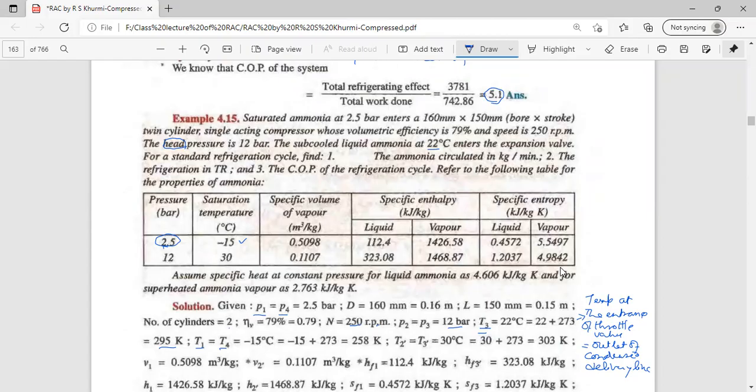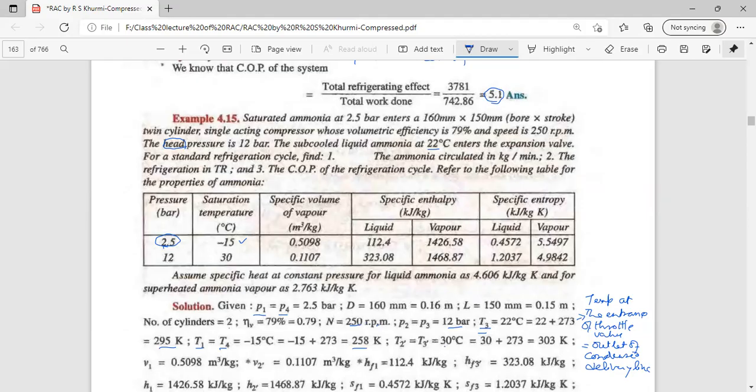That is 258 Kelvin. And T2 dash is equal to T3 dash, the higher temperature of the system, when heat is being released in the condenser isothermally, at the higher temperature of the system. T2 dash is equal to T3 dash, is equal to 30 degrees centigrade, is equal to 303 Kelvin itself.